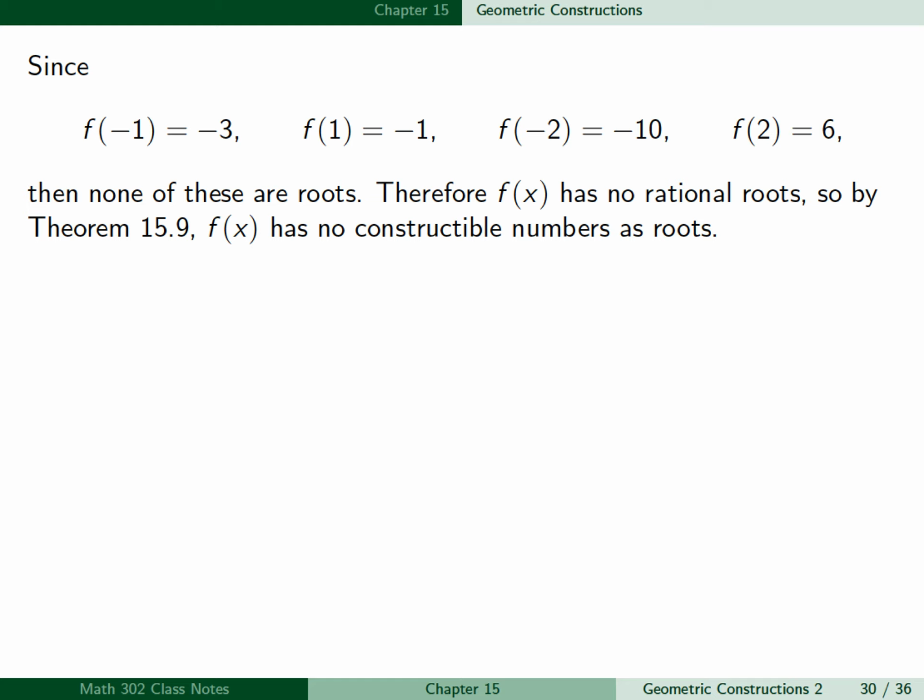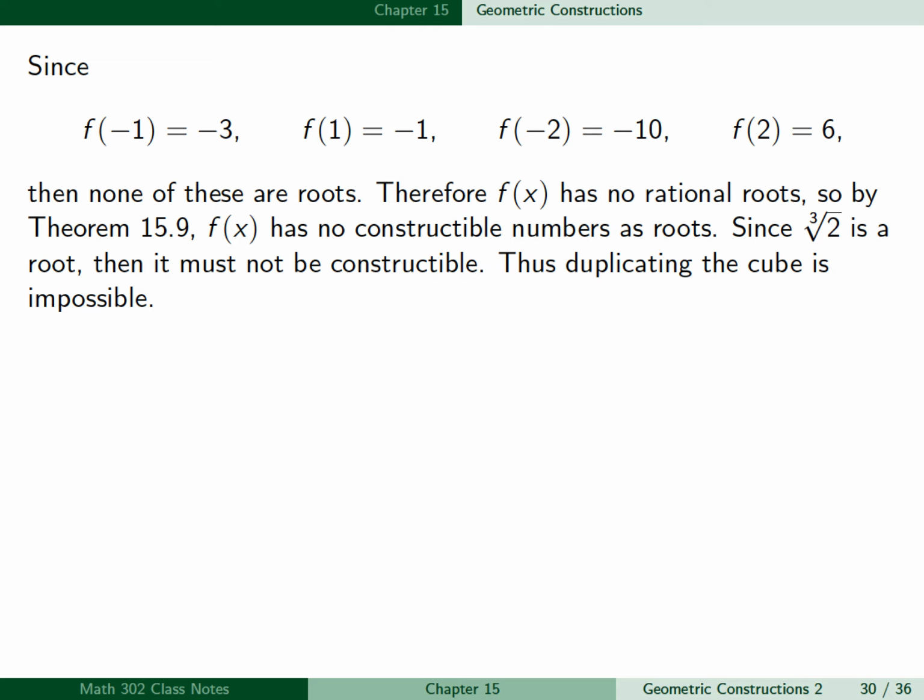So by theorem 15.9, f(x) has no constructible numbers as roots, and since cube root of 2 is a root, then it must not be constructible. And so thus duplicating the cube is impossible.